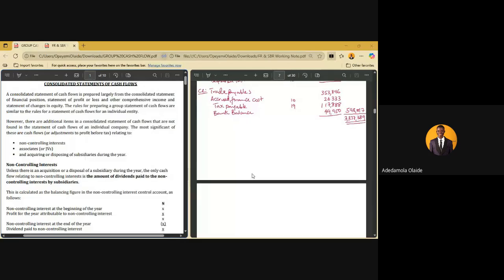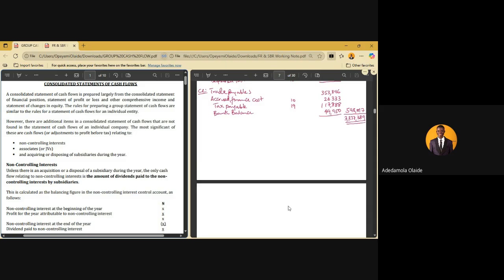Okay. So, like I was saying, group cash flow. When we talk about group cash flow, we are just talking about how to consolidate the cash flow statement of the entities within a group. And as we all know, consolidation is just the adding of line by line item of the financial statements.